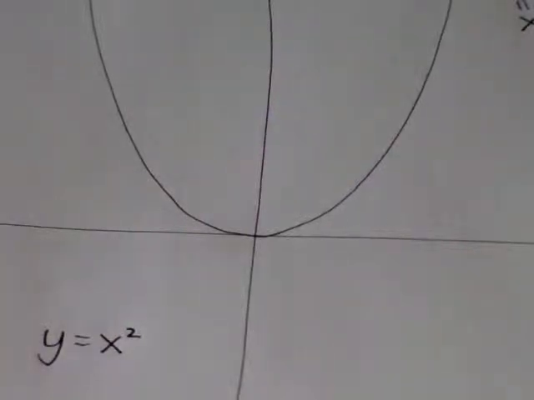Okay, so this will be a quick explanation of why not every function has an inverse function, and how we can restrict the domain of a function to make it have an inverse function. Now here's a function. It's a very simple one, y equals x squared.